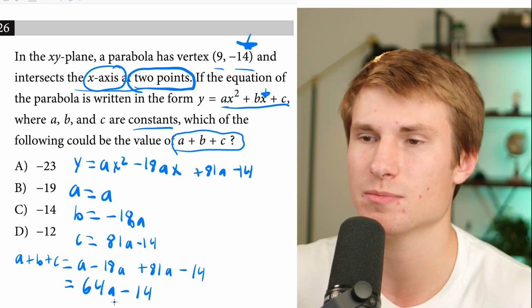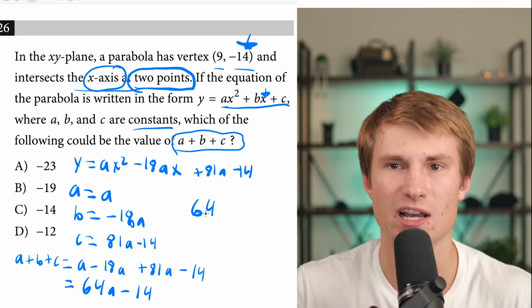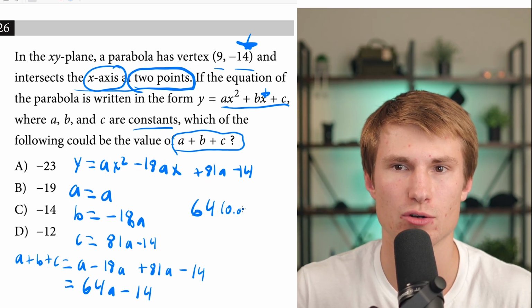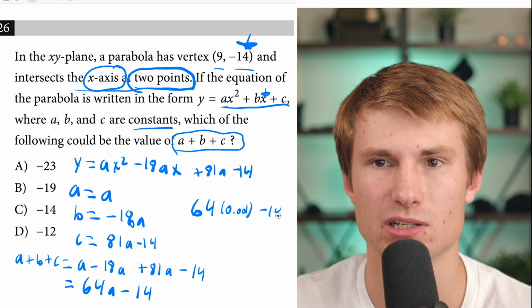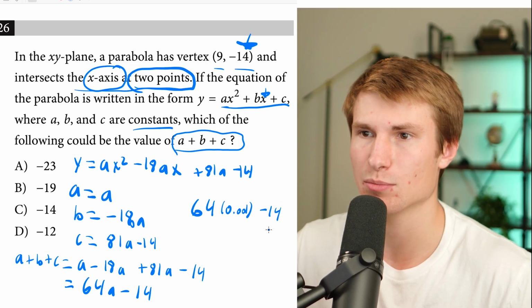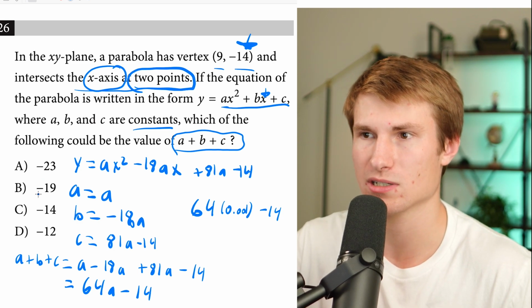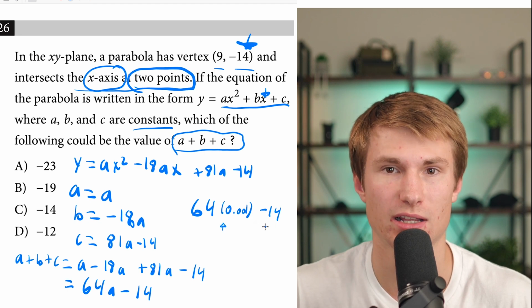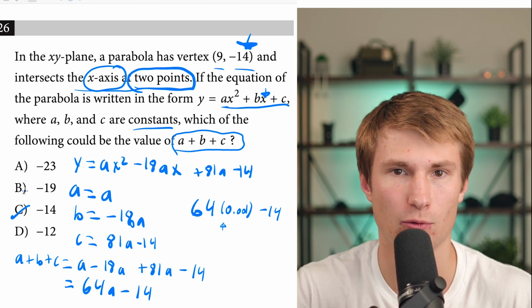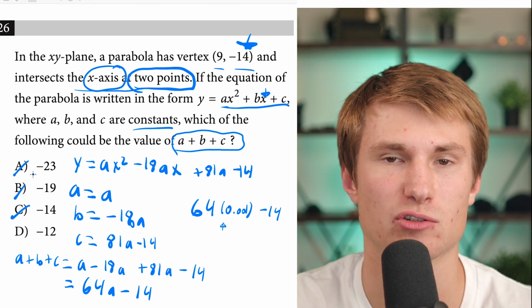So if our a value must be positive, then we're going to have 64 times some positive number. Let's just pick 0.001 just as an example here. Okay, and then we have to subtract 14 from it. So we know that we can't ever get below negative 4, we can't even reach negative 14, right? Because this is going to be some positive number and we're subtracting that negative 14. So we can't get to negative 14, we can't get to negative 19, and we can't get to negative 23.